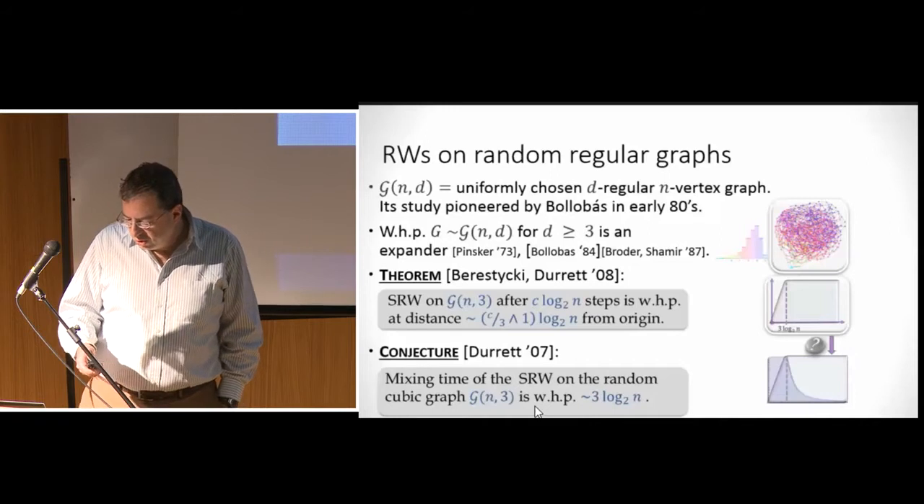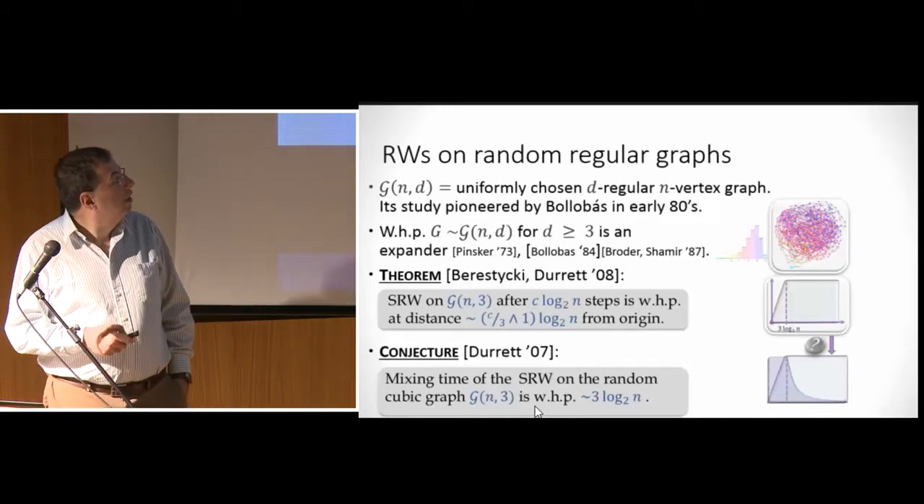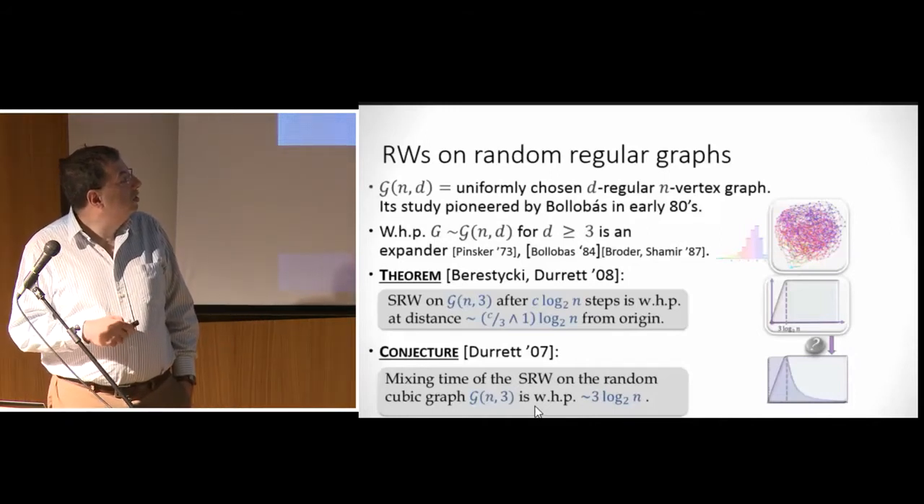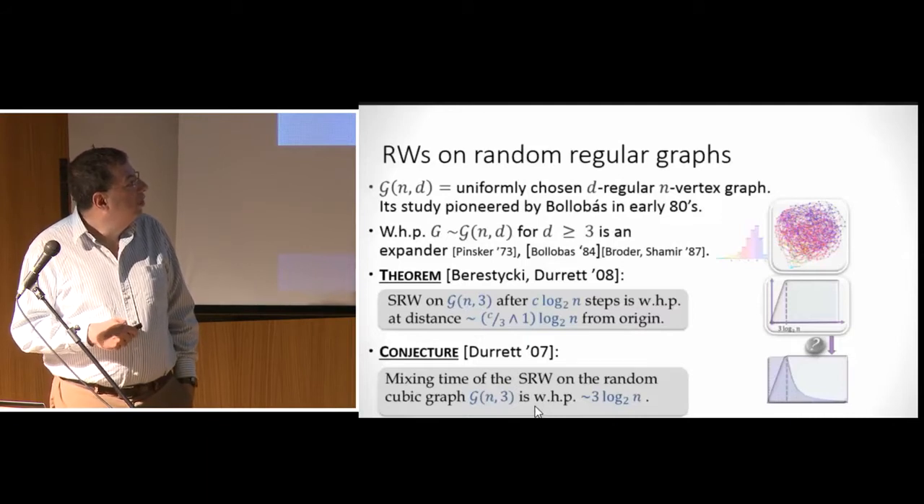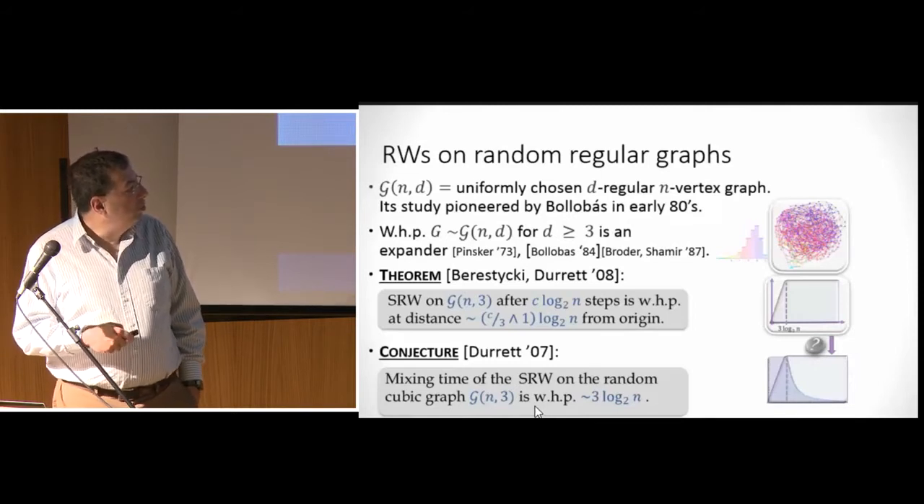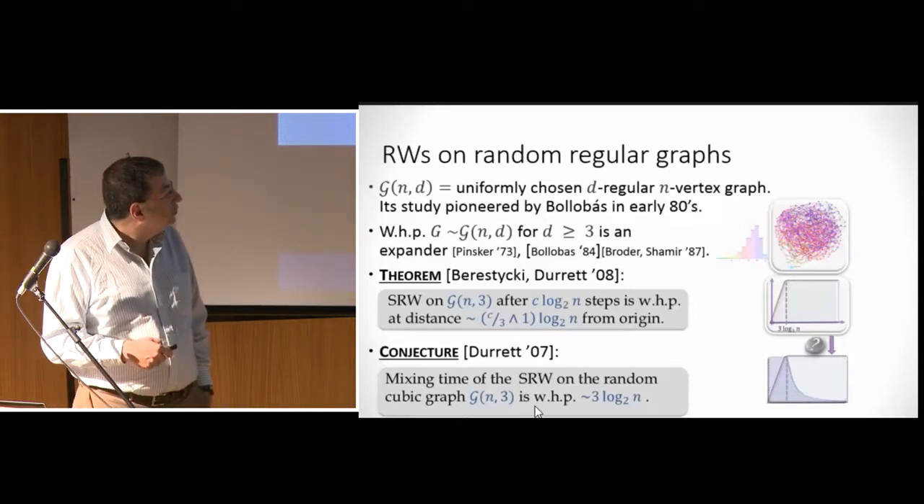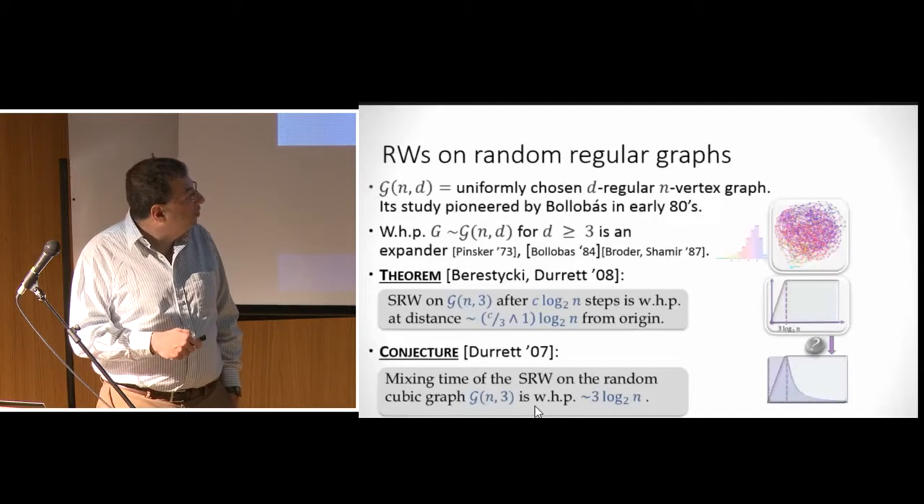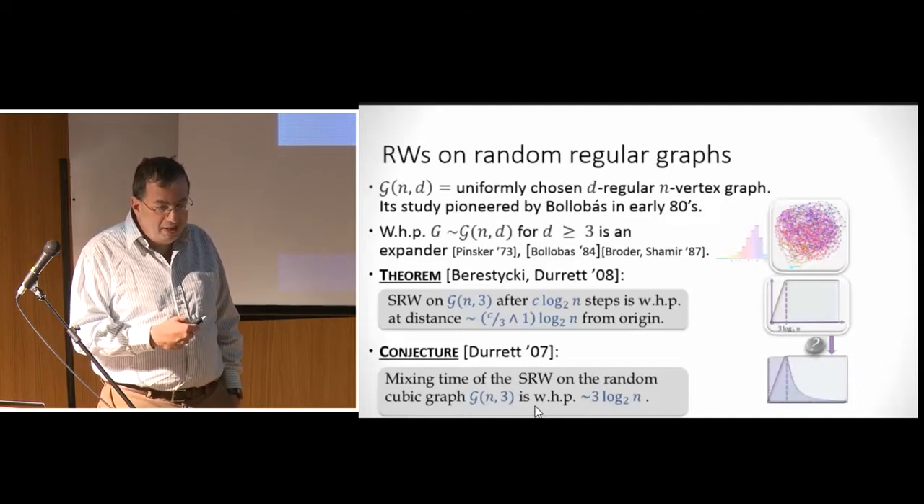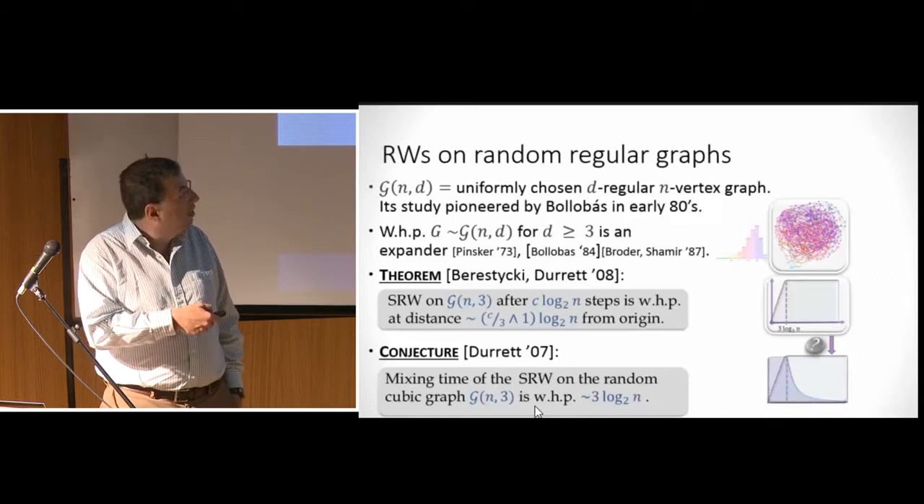I'm going to skip to the conjecture of Durrett, who conjectured in '07 that the mixing time of simple random walk on the random graph, say you take a random cubic graph, should be 3 log base 2 of n, with a corresponding conjecture for higher d. So you see there's no appearance of epsilon here, so this conjecture is basically including cutoff at this time.